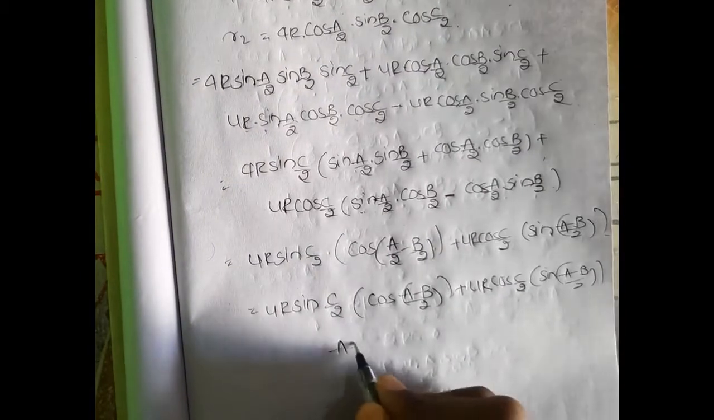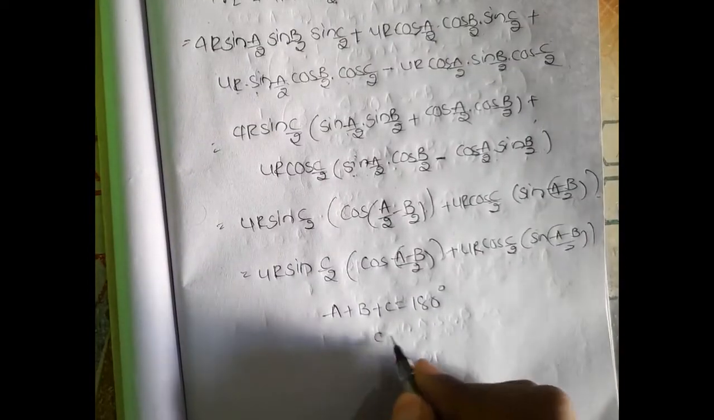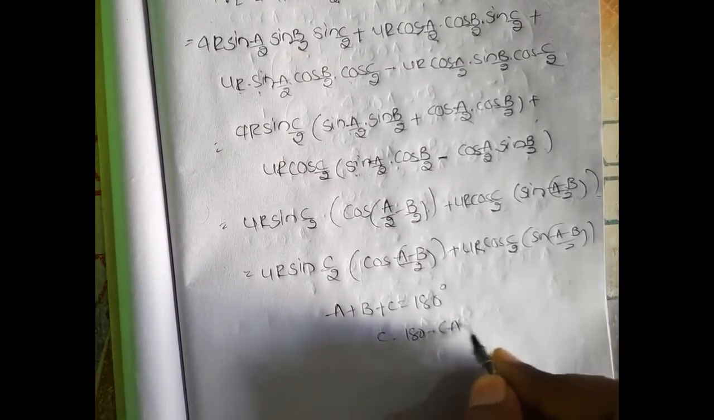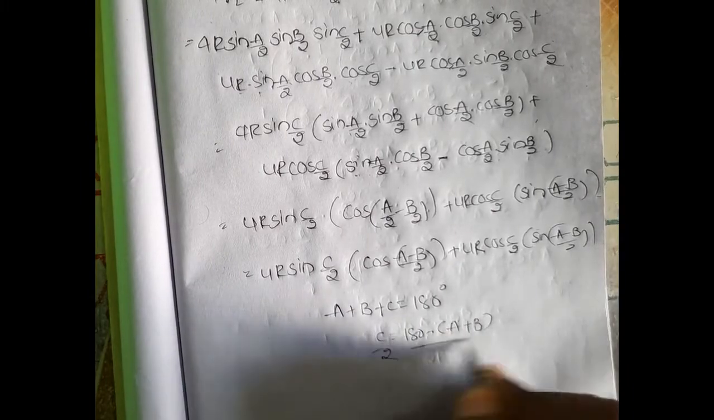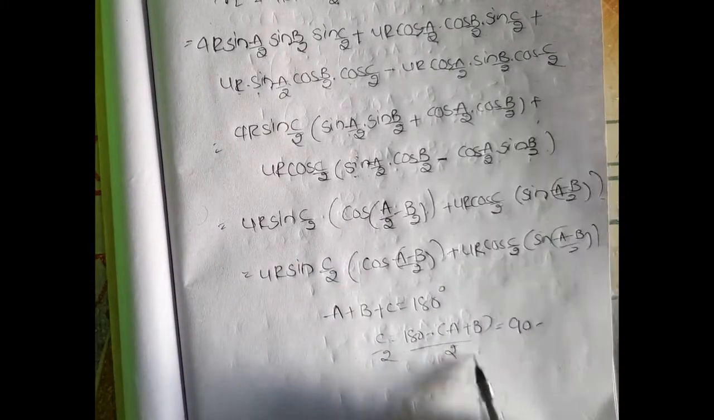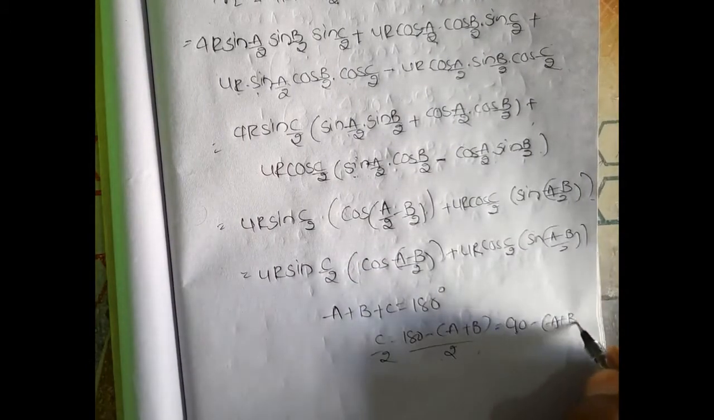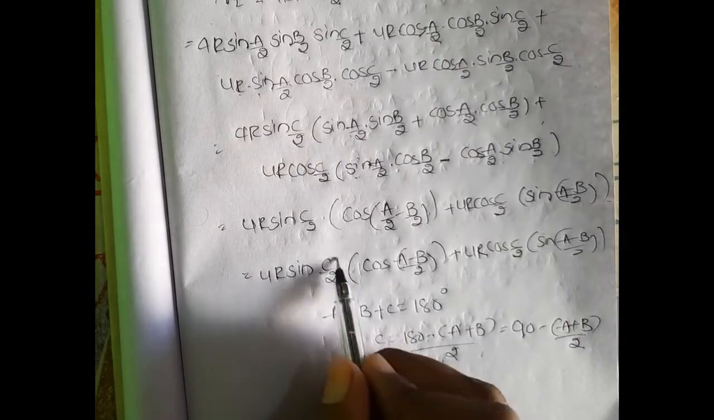So this is triangle ABC. So in triangle ABC, A plus B plus C equals to 180 degrees. Now C equals to 180 minus of A plus B. So what is C by 2? 90 minus, just 180 by 2 minus A plus B by 2. So 180 by 2 is 90 and A plus B by 2 is A plus B by 2. Now replacing C by 2 with 90 minus A plus B by 2.